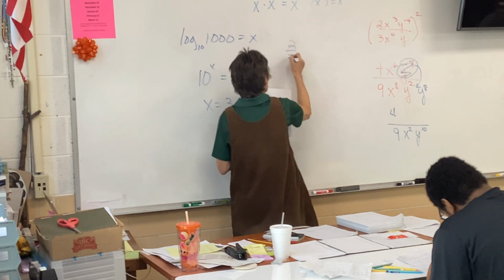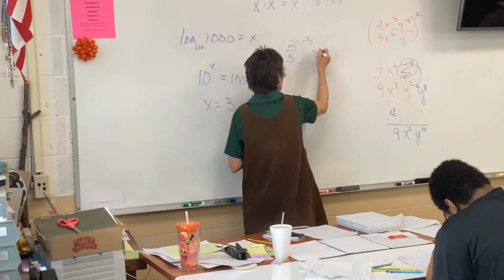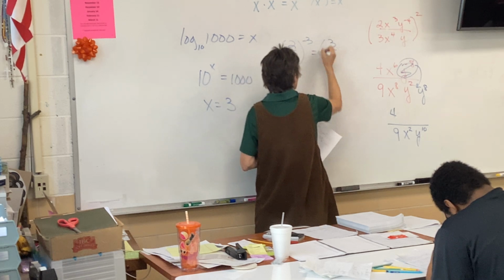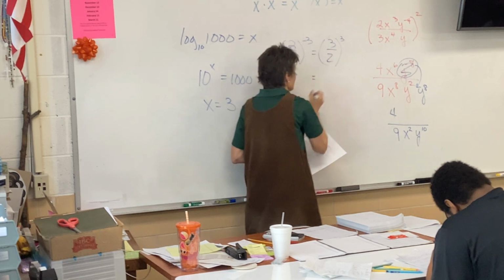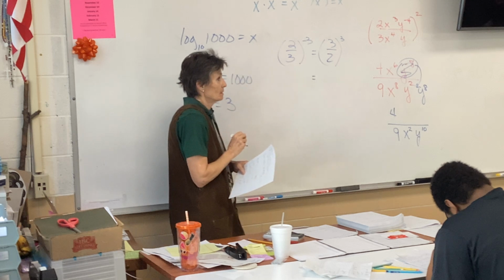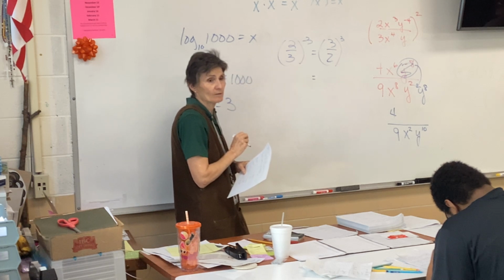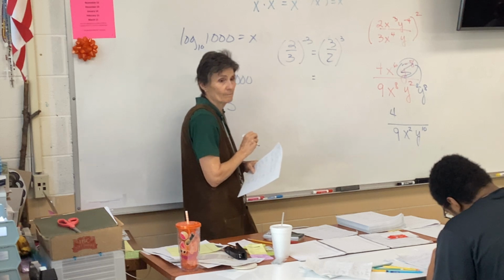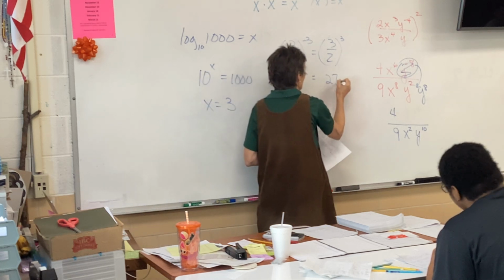All right, 2/3 to the negative third. Flip it and make it 3 halves to the third. That means 3 to the third and 2 to the third. So 27 over 8.